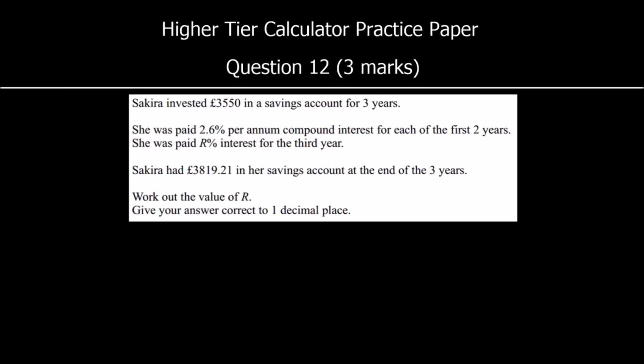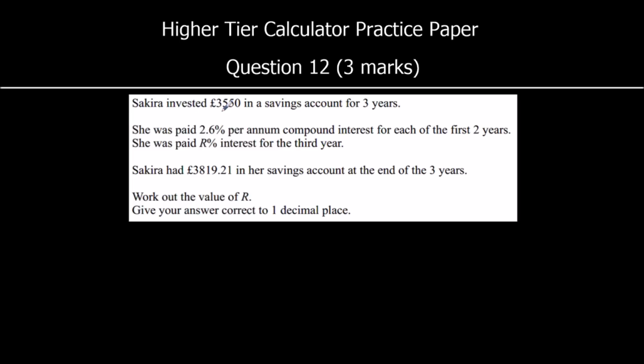Question 12. Sakura invested £3,550 in a savings account for 3 years. She was paid 2.6% per annum compound interest for the first 2 years and paid R% interest for the third year. She had £3,819.21 in her savings account at the end of 3 years. Work out the value of R.